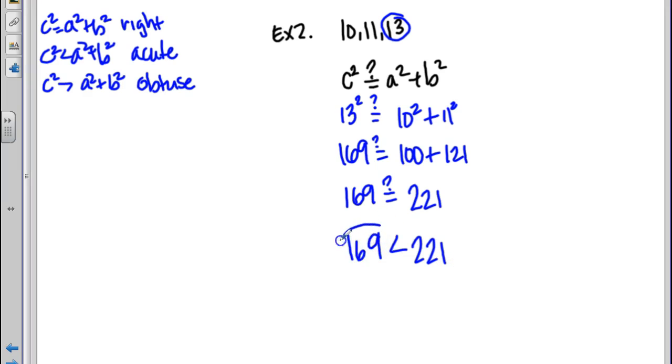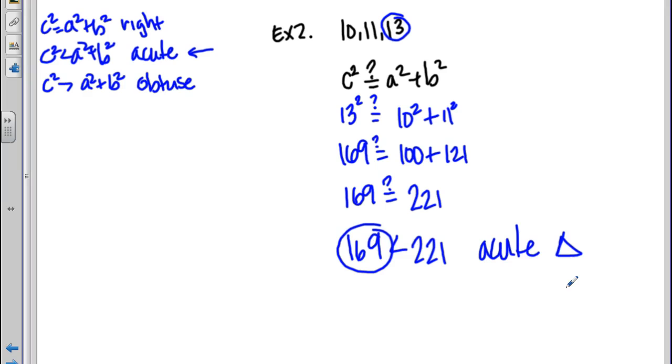So the length of the side opposite the largest angle, or the longest side, is smaller than the sum of the squares of the other two sides. All right, so the longest side squared is smaller than the other two sides squared and then added together. So what kind of triangle is this? So we're back here. C squared is less than a squared plus b squared. So we have an acute triangle.